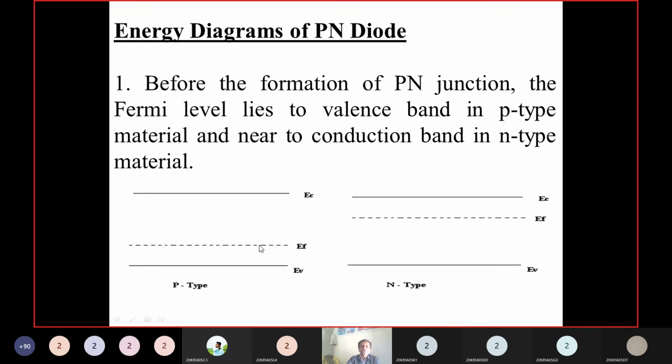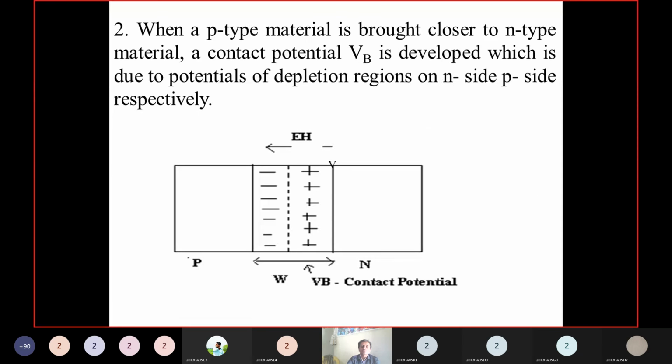This is before formation of the PN junction diode. Now the PN junction is formed. When a p-type material is brought closer to the n-type material, a contact potential VB is developed, which is due to the potential of the depletion region on the n side and p side respectively. Some depletion layer will be developed, and due to that depletion layer a potential barrier will be developed. The width of the potential barrier is equal to VB here.